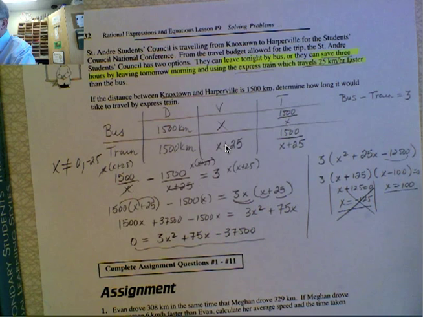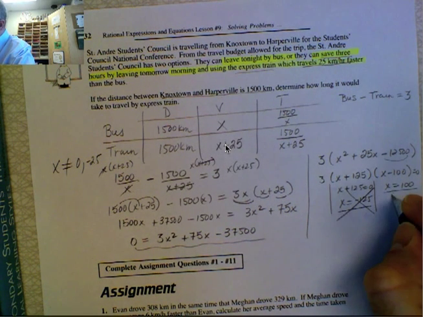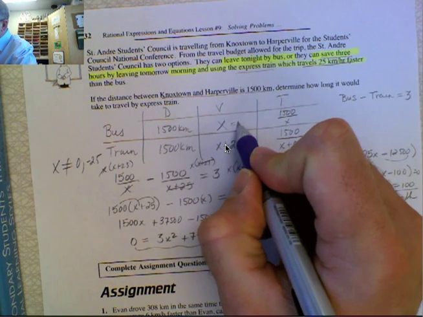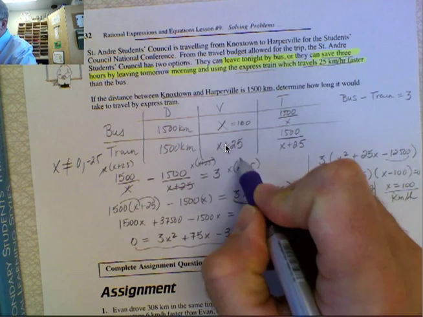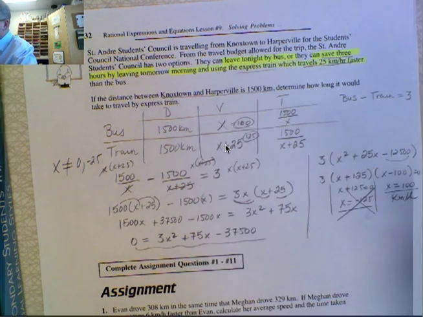If we look at these two solutions, 100 and negative 125, x represents velocity. Well, I can't have a negative velocity in this case. So I know that my velocity of x is 100 kilometers an hour. That's my velocity of my bus. And if I add 25 to that, I get the velocity of the train.